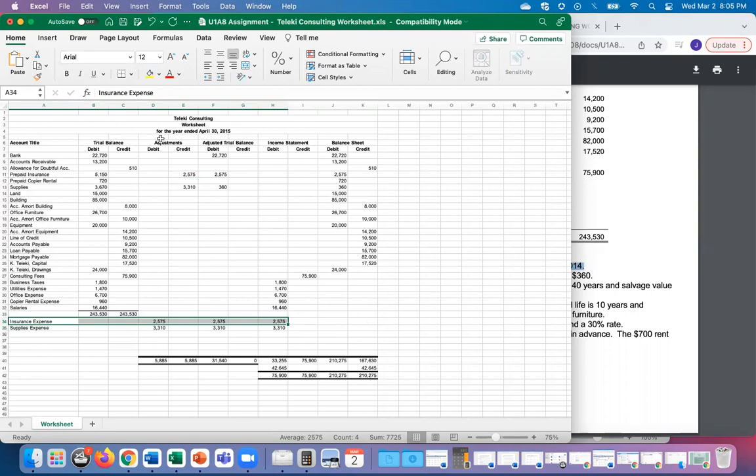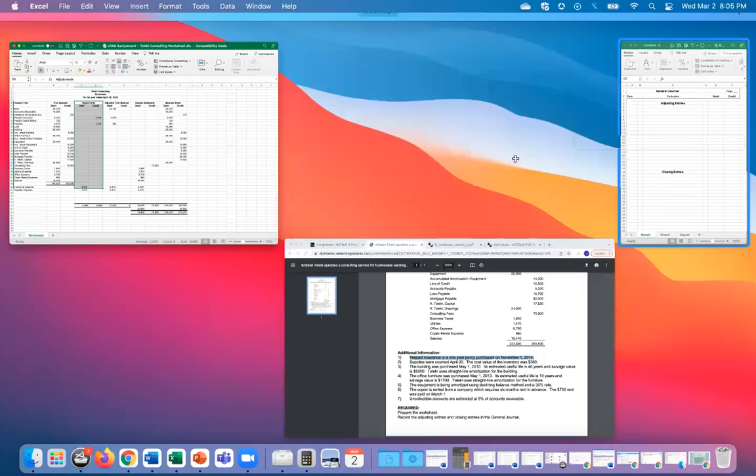And that on our adjustment was 2,575 debit. So that's going to be our first entry on the journal. Insurance expense, debit, $2,575. So let's open up my journal.